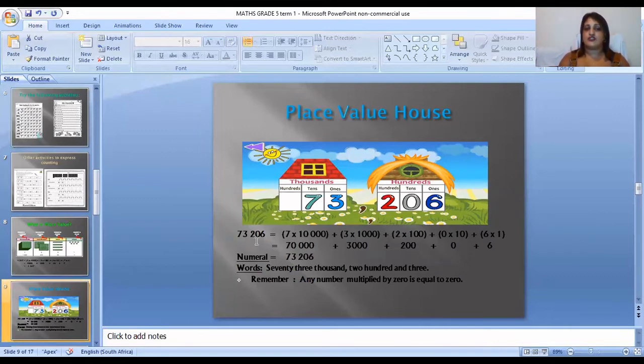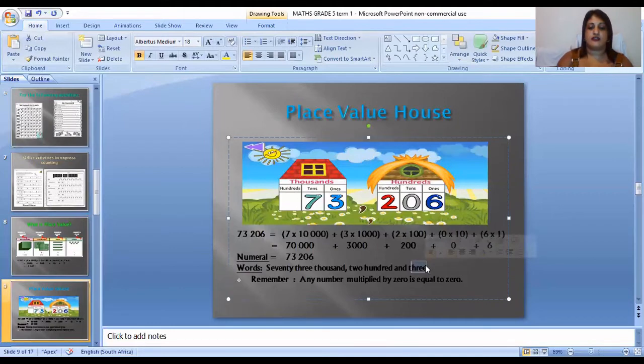Now, 73,206. This is my 10,000 column. This is my thousands column. Hundreds, tens, and units. So 7 times 10,000 gives me 70,000. 3 times 1,000, 3,000. 2 times 100, 200. 0 times 10 is 0. Any number times 0 is 0. Always remember that. 6 times 1 is 6. So 70,000 plus 3,000 plus 200 plus 0 plus 6 gives me 73,206. And written in words, it will be seventy-three thousand two hundred and six.